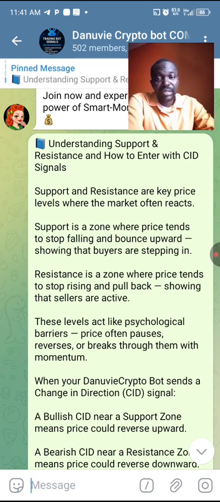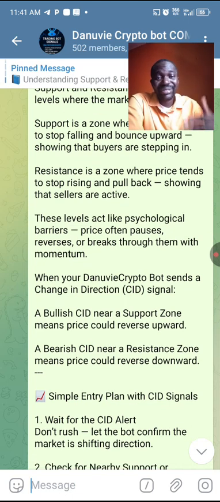So now the next one is when your Danuvier crypto bot sends a change in direction signal. A bullish change in direction near a support zone means price could reverse upwards. So if at a support level you get a change in direction signal from the bot, what it's telling you is, be prepared. There might be a shift to the upside from that zone. That's just what the bot is telling you.